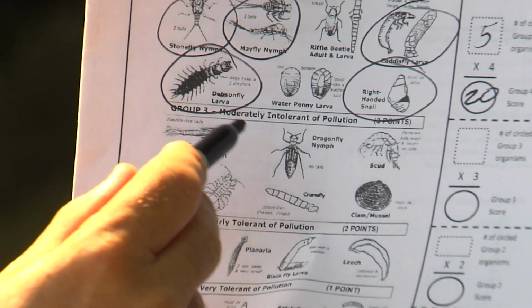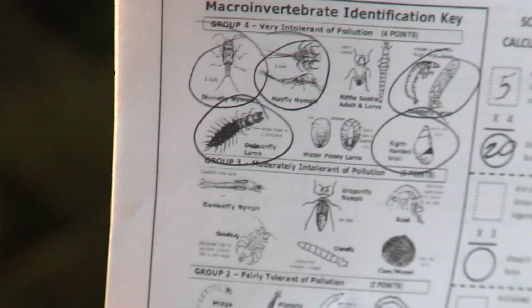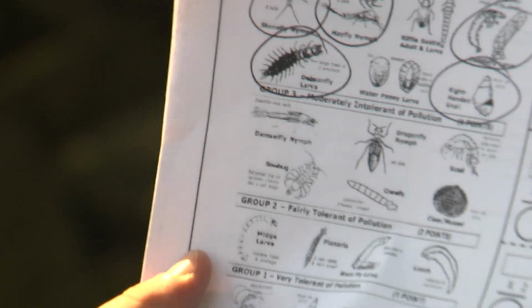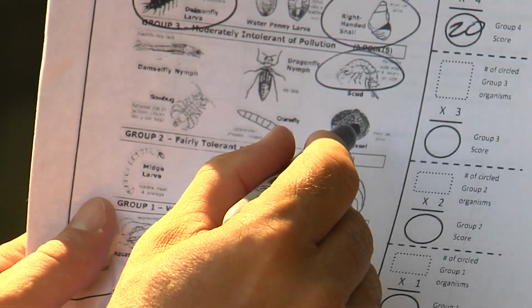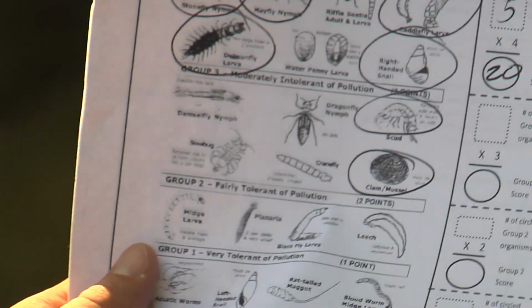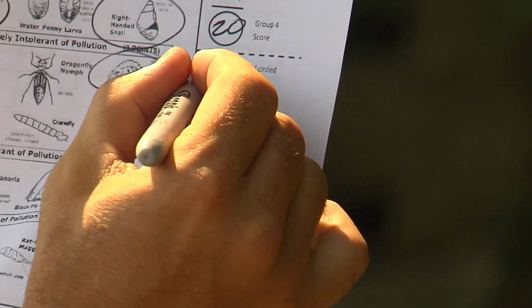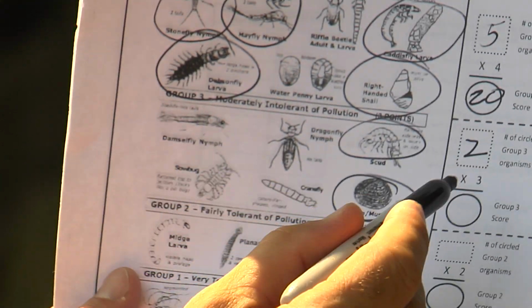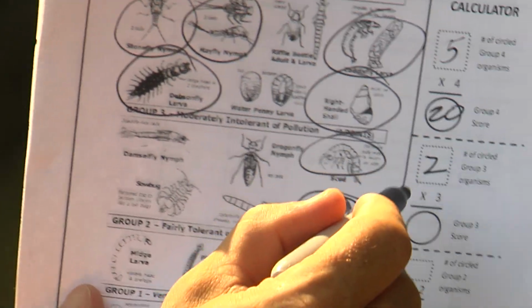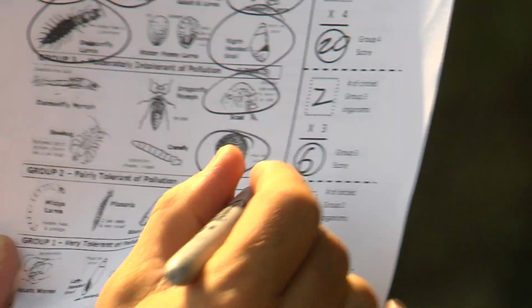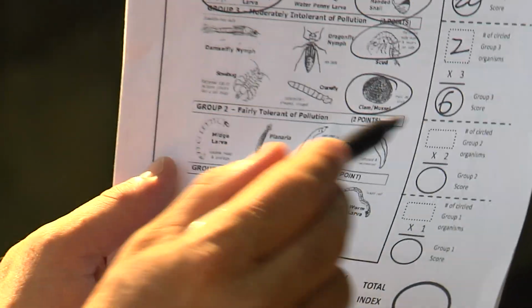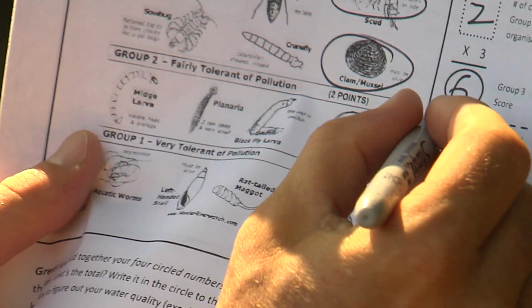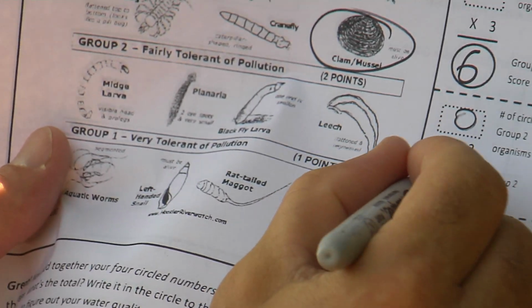For group 3, moderately intolerant to pollution, that means they can handle a little bit of pollution. We found 2 organisms. We found the scud and we found the clam. So I'm going to count those, 1, 2. I'm going to put my score here. Since they're in group 3, they're only worth 3 points each. So 2 times 3 is 6. In group 2, fairly tolerant to pollution, we didn't find any. So I'm going to put a 0 there. 0 times 2 is 0.